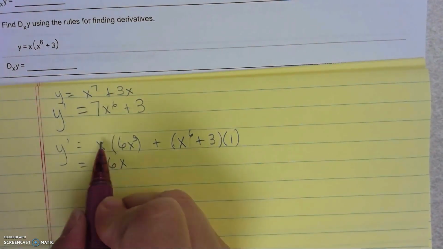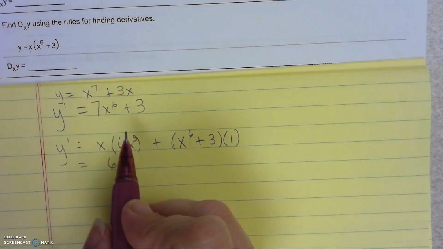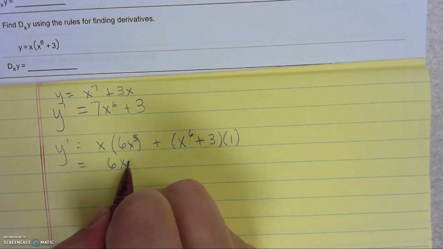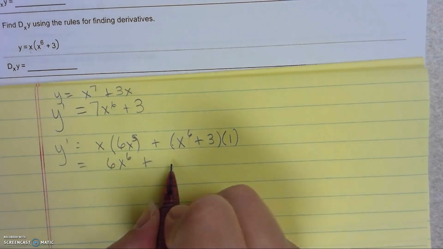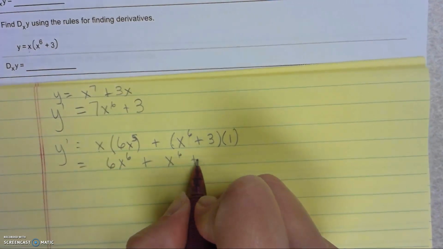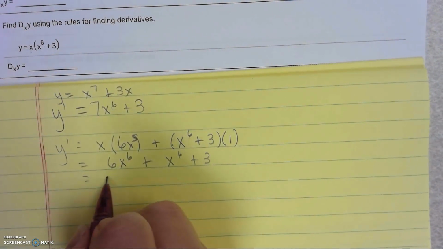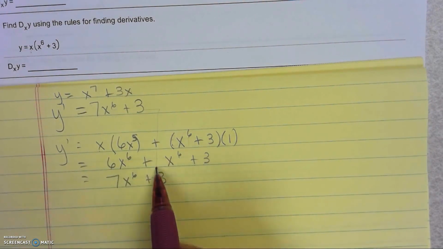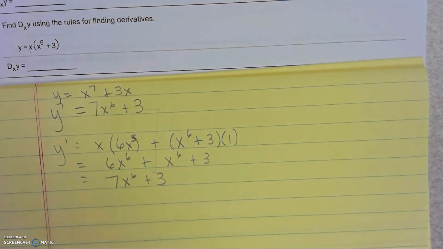All right, so first times the derivative of the second would be 6x to the 5th. So when I multiply those together, that'll be 6x to the 6th. Then that'll be x to the 6th plus 3. Then I can combine those together to get the exact same answer. So whichever way you want to do it, you can multiply it out and then use the sum and difference and power rule, or you can use the product rule. Your choice.